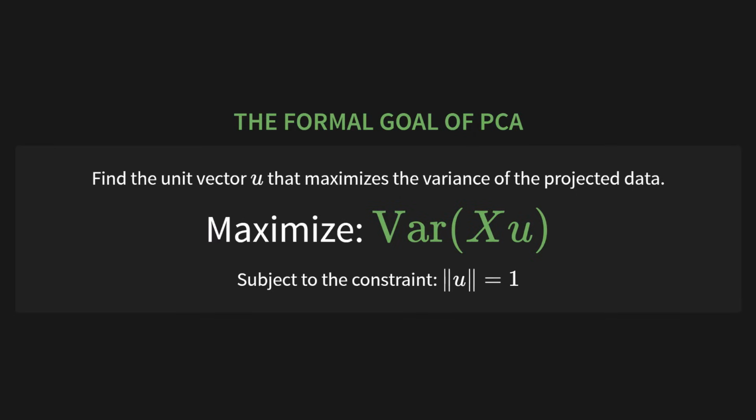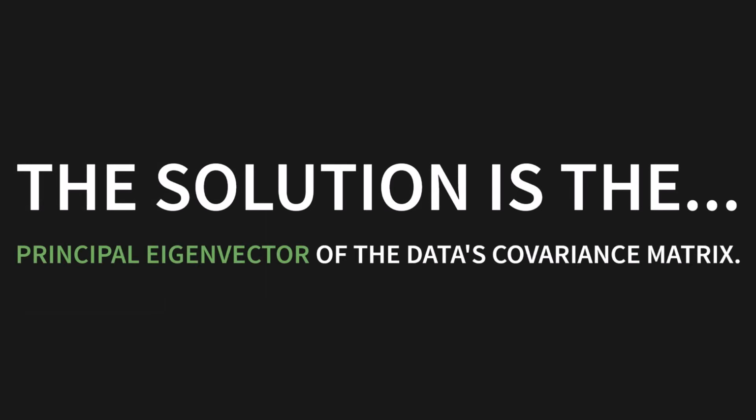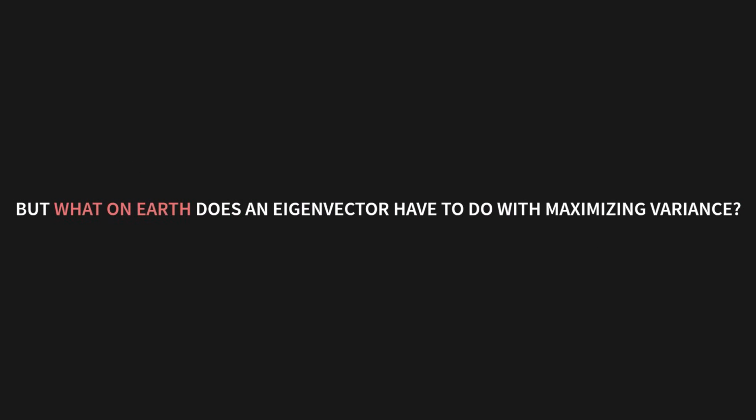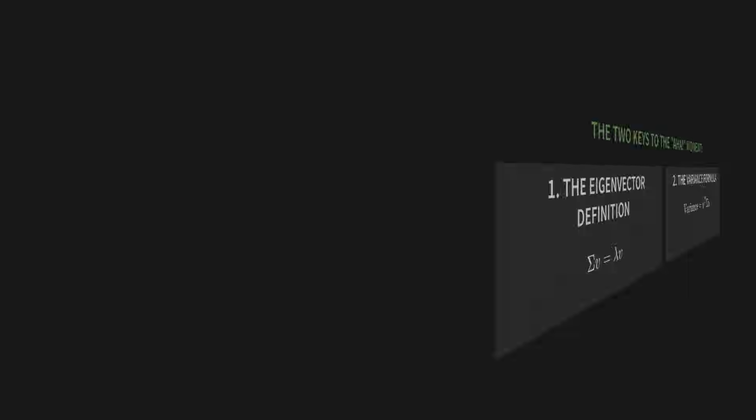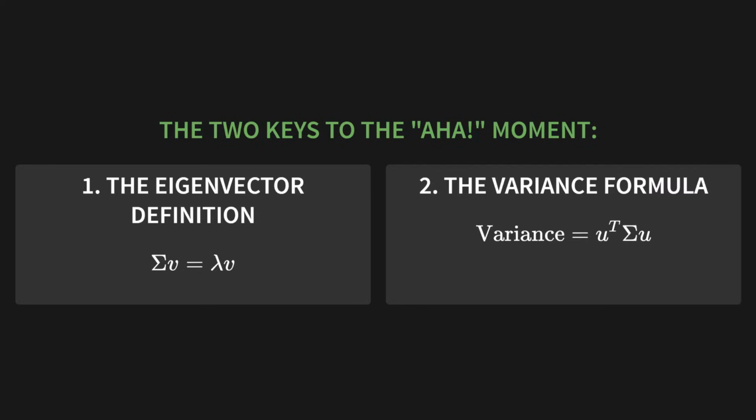Now, this looks complicated, but the solution is one of the most elegant results in all of linear algebra. The solution is the principal eigenvector of the data's covariance matrix. But what on earth does an eigenvector have to do with maximizing variance? That probably feels like it came out of nowhere. Let's connect the dots. This is the aha moment. There are two keys to unlocking this. First, the eigenvector definition, which you see on the left. Sigma v equals lambda v. A matrix times its eigenvector is just that same eigenvector scaled by a number, lambda.